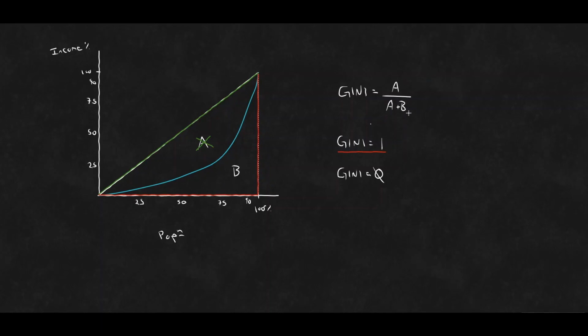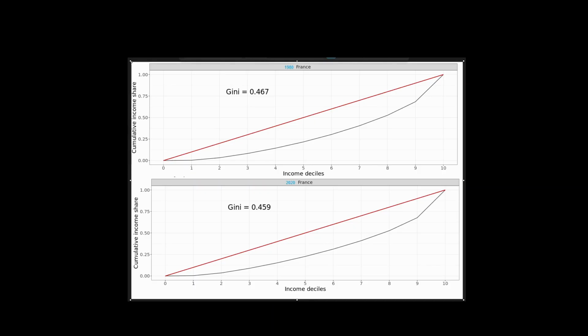So 0 over B is 0. We get a Gini coefficient of 0, which means perfect equality. So altogether, the closer your Gini coefficient is to 0, the more equal your society. The closer your Gini coefficient is to 1, the more unequal your society. So keeping that in mind, let's jump back and take a look at these Gini coefficients for the different Lorenz curves we were looking at.